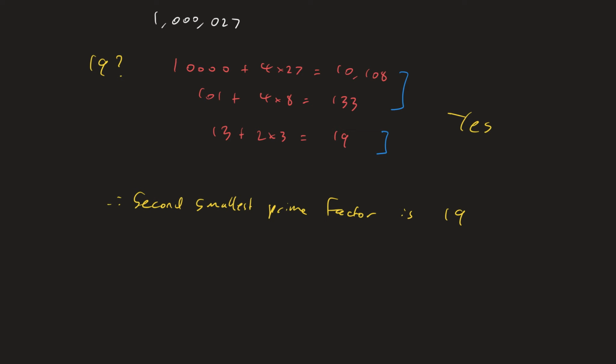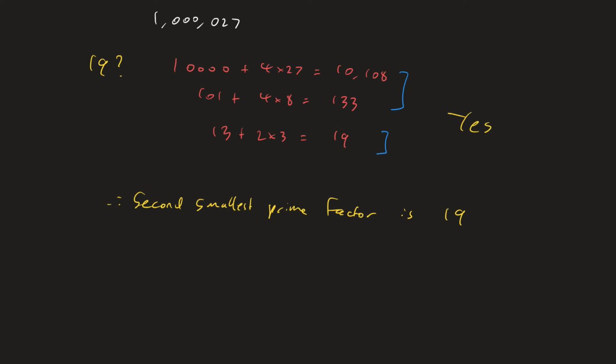We repeat, cross off the last 2 digits to get 101. Add to that 4 times the last 2 digits, which in this case is just 8, to get this number here. And now we switch to a rule that involves just crossing off the last digit. So from 133, we cross off the last digit to get 13. We multiply the last digit by 2. We add to get 19.